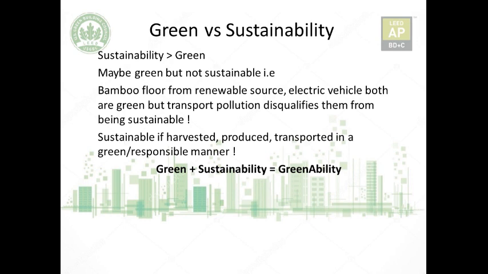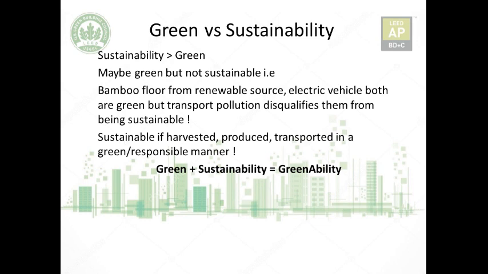We can see from the example that a thing or product can be green but not sustainable. If you see a bamboo floor that is produced from a renewable source, or an electric vehicle, they both are green in nature. In terms of use, they both are green. But transport pollution disqualifies them from being sustainable.